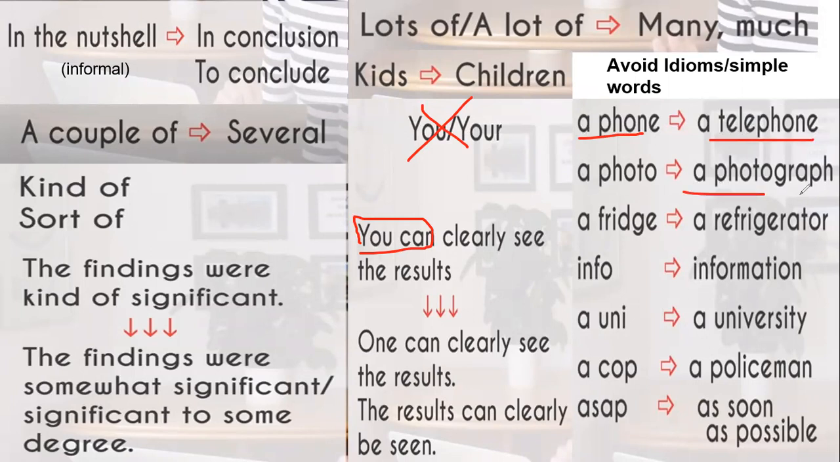"Photo", no, "a photograph". "A fridge", no, "a refrigerator". These are the formal words actually. "Info", "information". No short forms, no contractions. "A university", "a cop", "policeman", "ASAP", "as soon as possible".